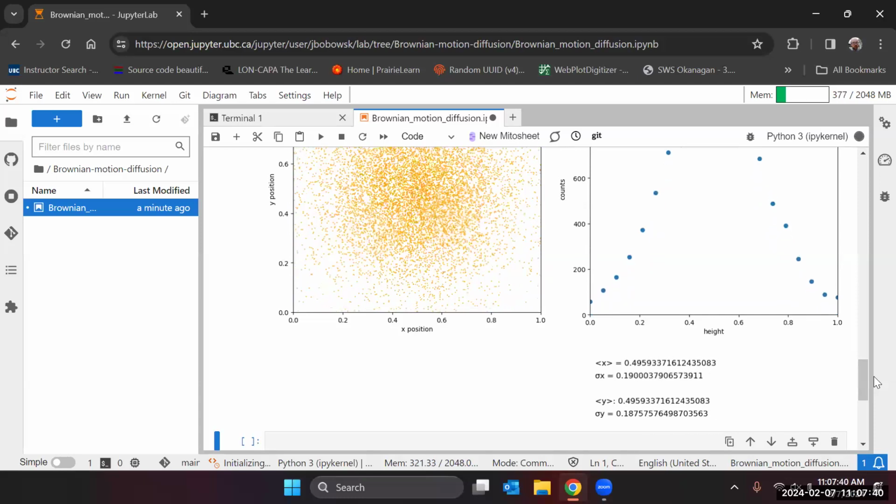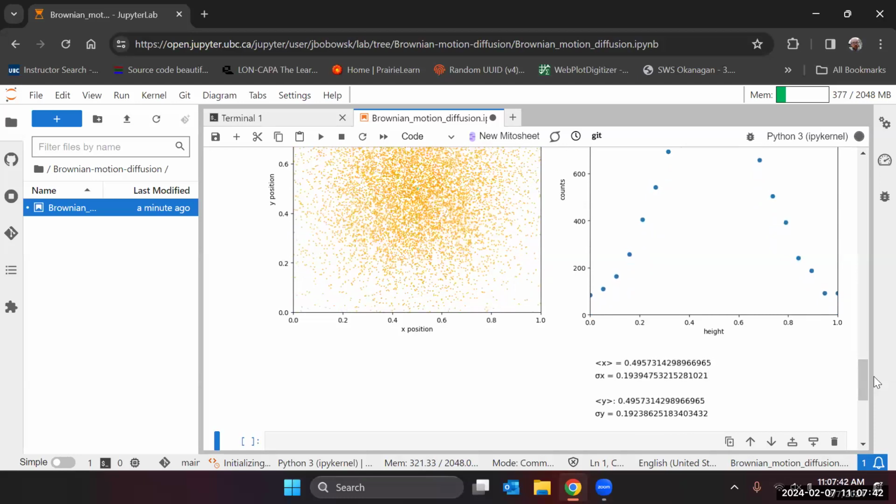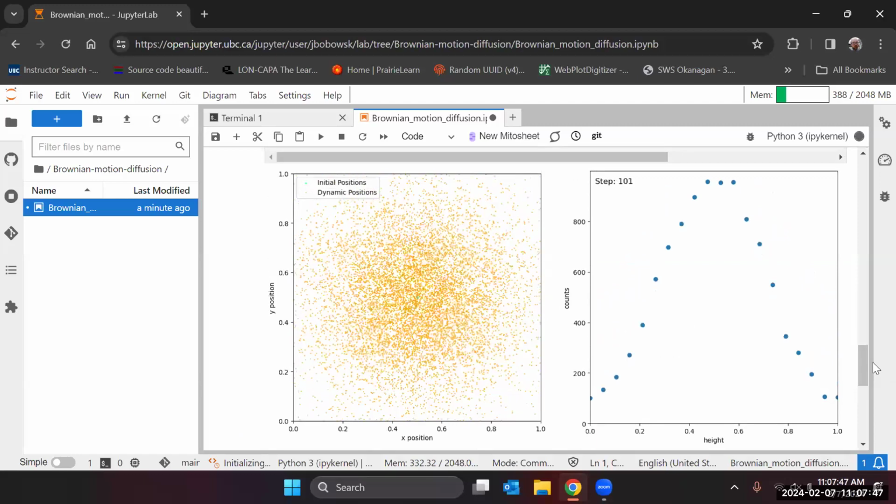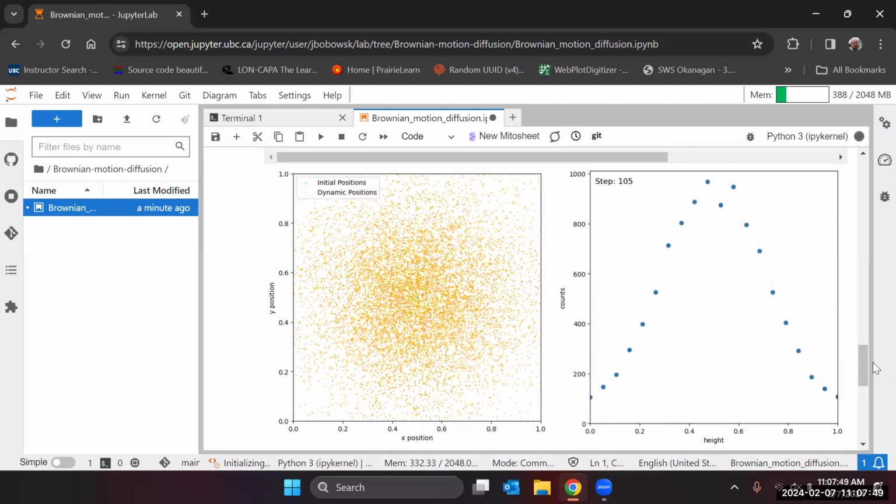If you were to start them at a position that was not the center, would they still have that spread evenly at 0.5, or would it be at that point? Well, it would be at whatever point you started them at.